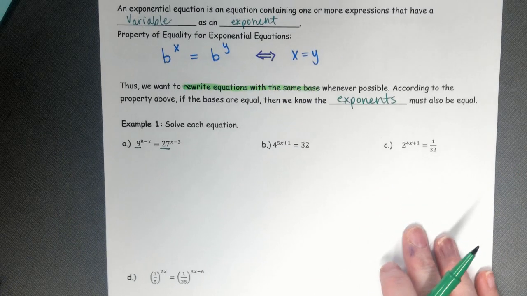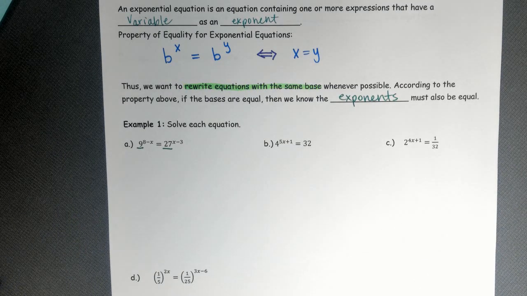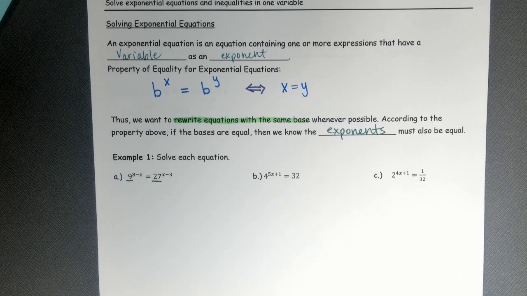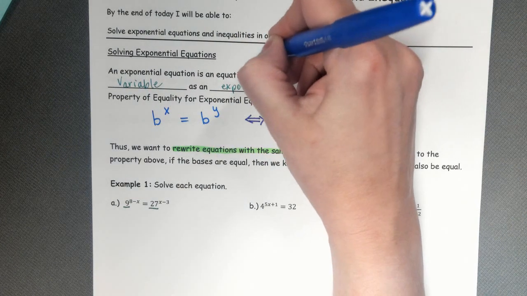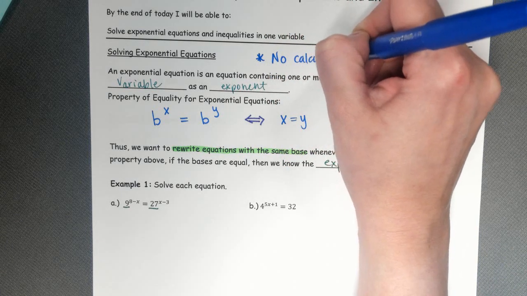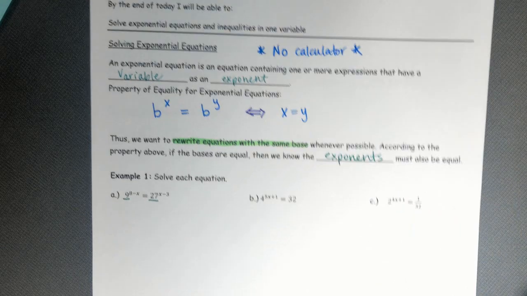So this is a no calculator section, this part of 7.2. I know I put that on the board when you came in, but let's just start at the beginning, just so there's no confusion.